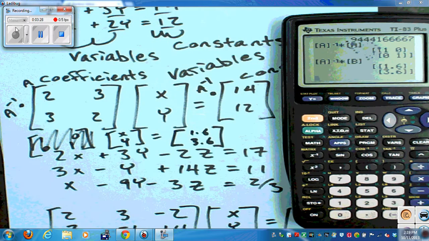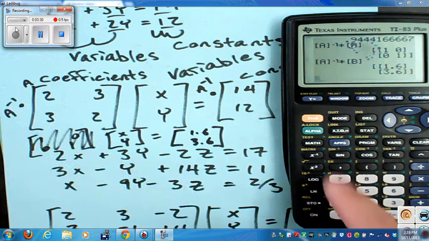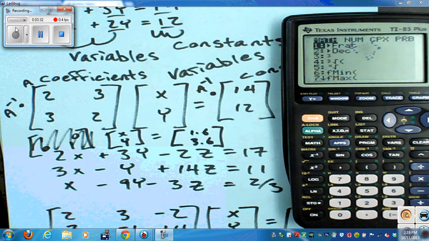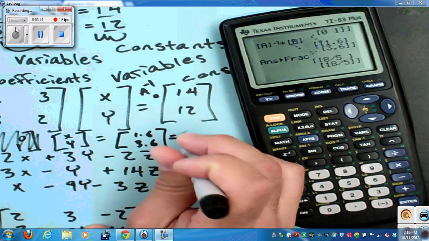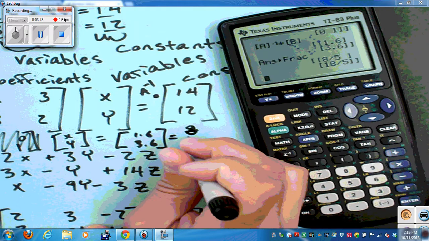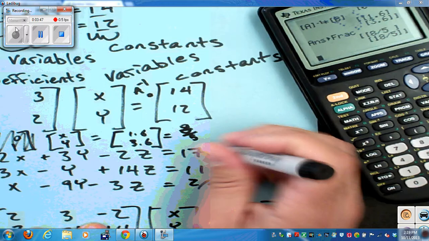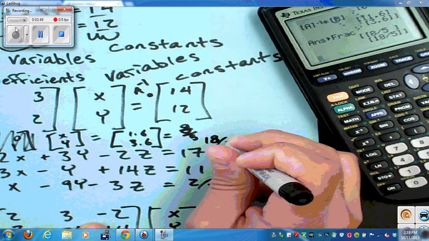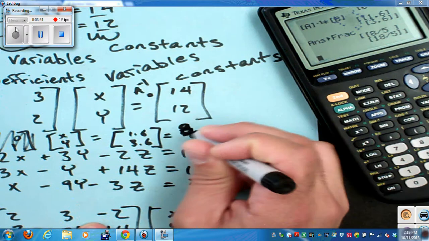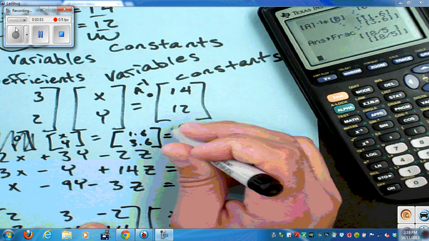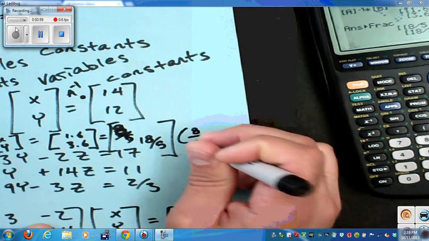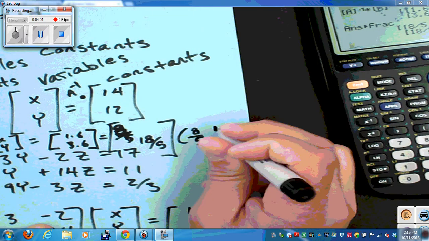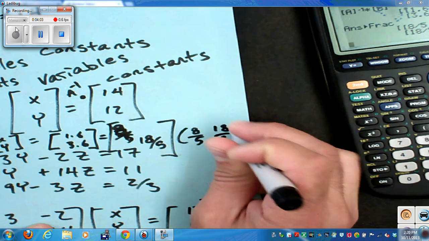Now remember, we hate decimals, so we're going to turn it into a fraction by hitting the math button, frac, enter, and it tells me 8 over 5, 18/5. Wrote that pretty sloppily, I apologize. Or as a point, (8/5, 18/5). And that's it.